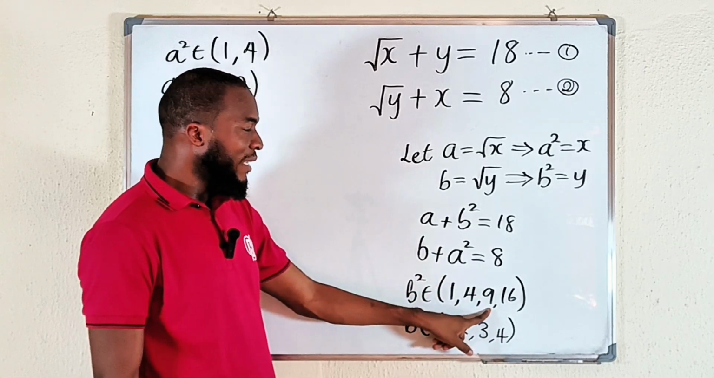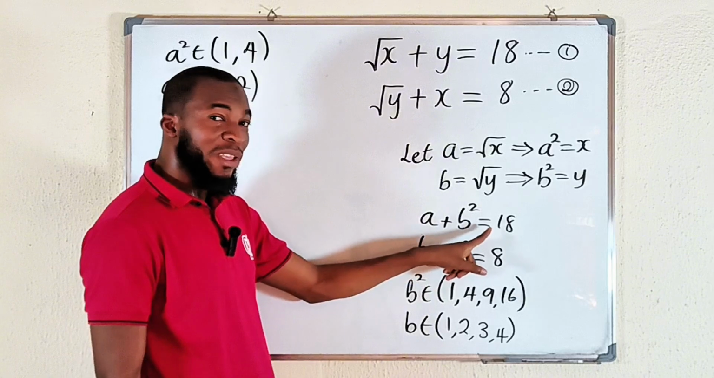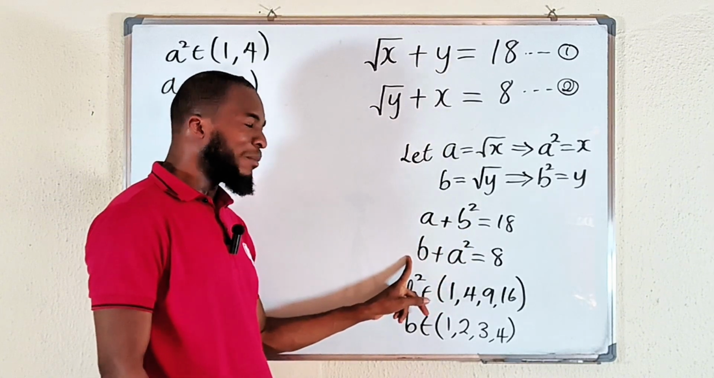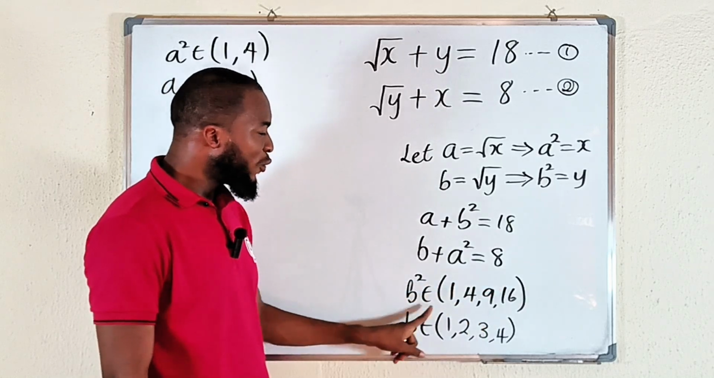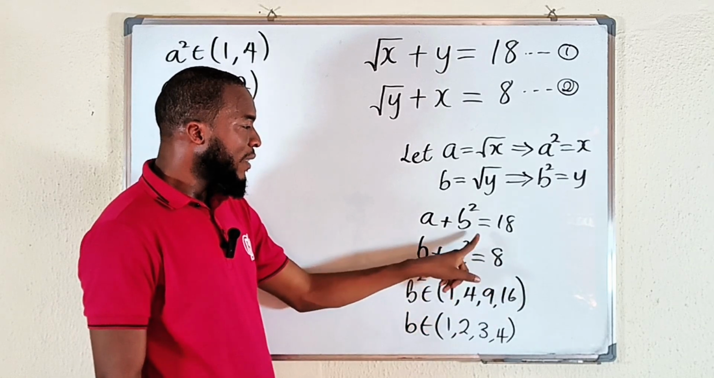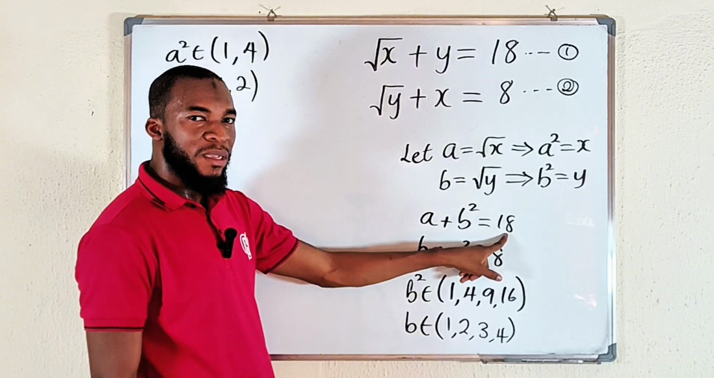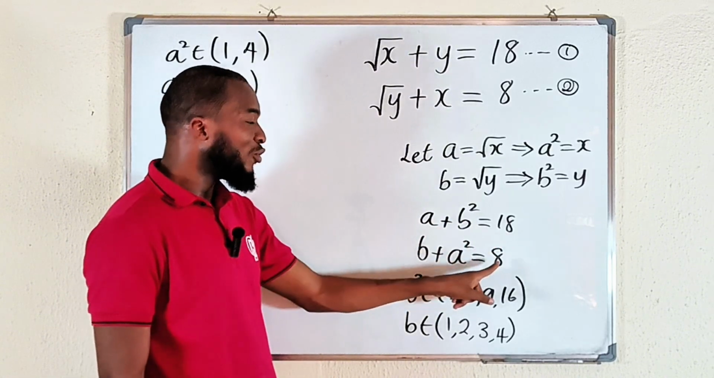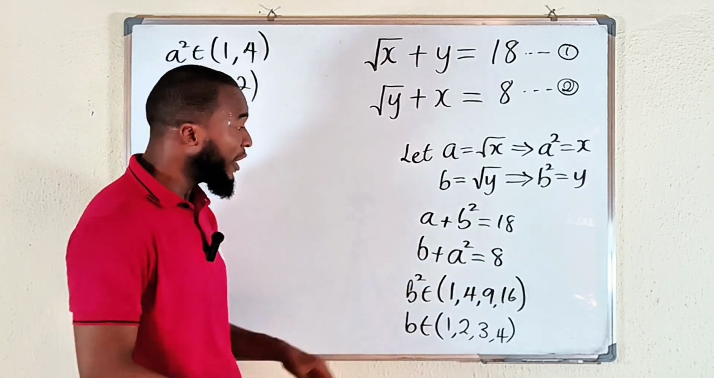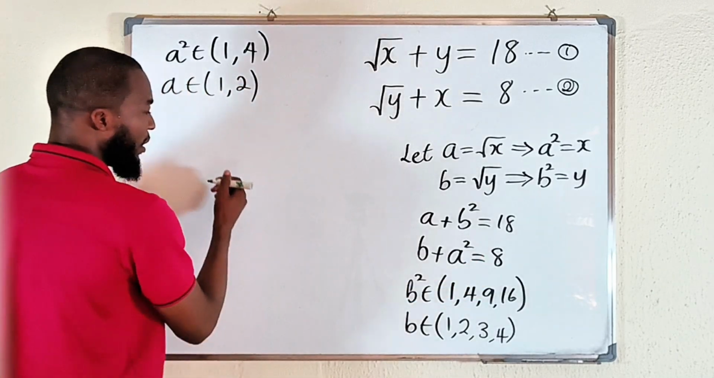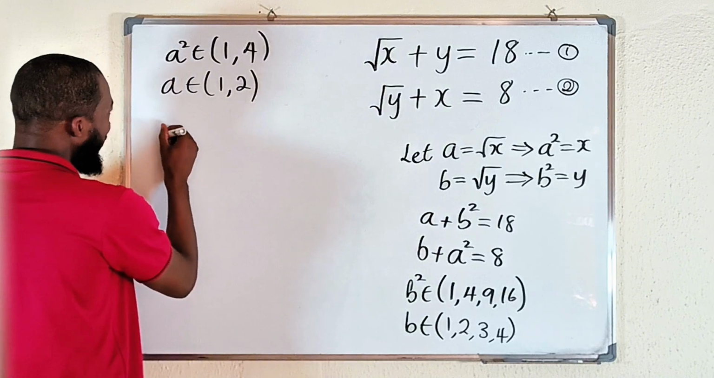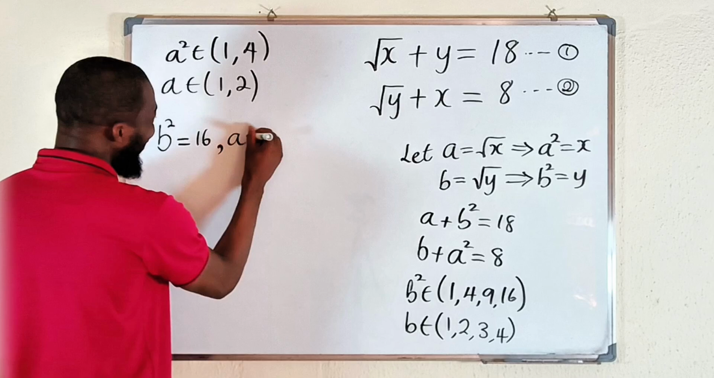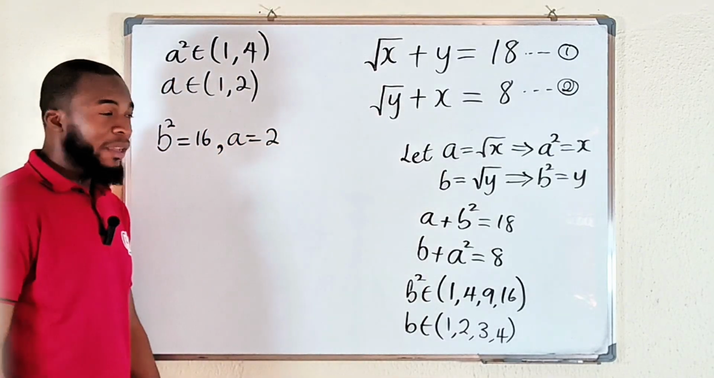If b squared is 9, 9 plus what will give us 18? 9 plus 9. Then a is also 9. Can you square 9 and add something to get 8? No. If b squared is 16, then 16 plus what will give us 18? 2. Yes, you can square 2 and still add another number to get to 8. So I have gotten one combination. So I can see that b squared can be equal to 16 when a is equal to 2.